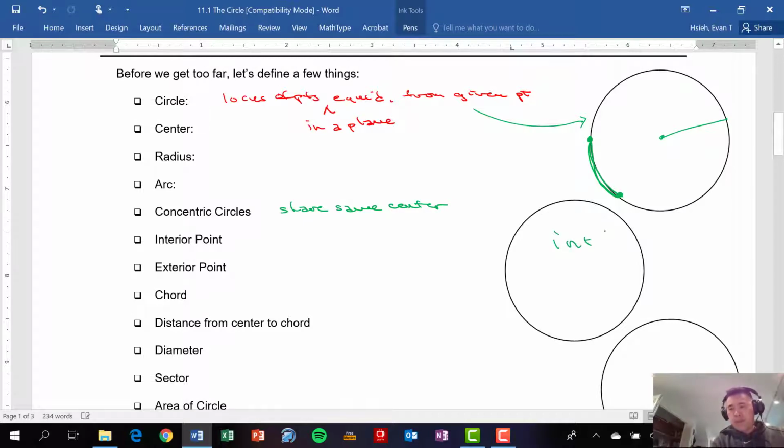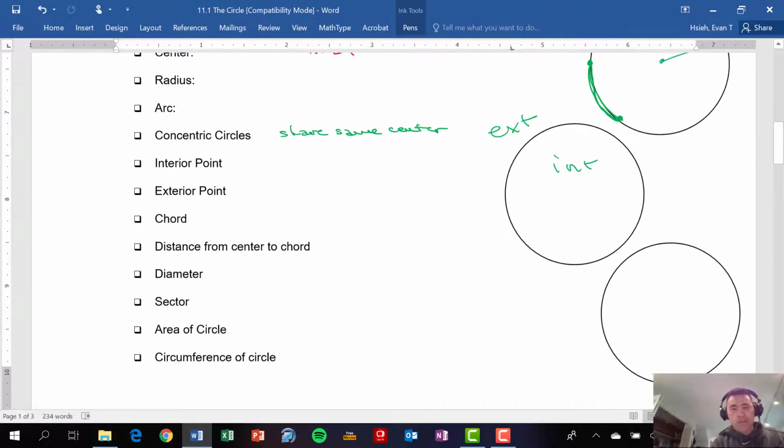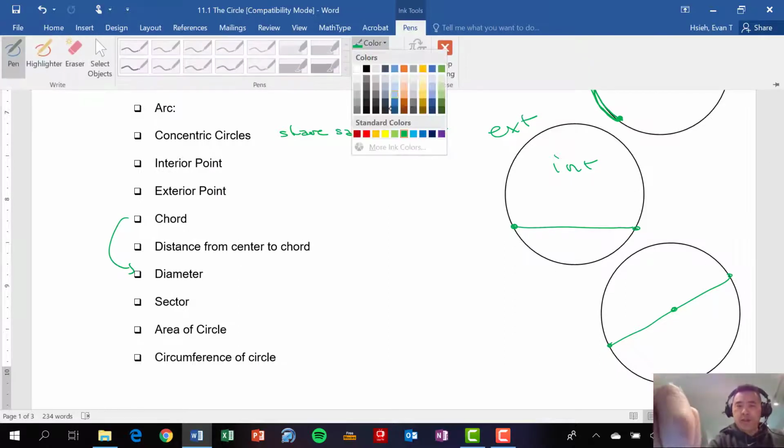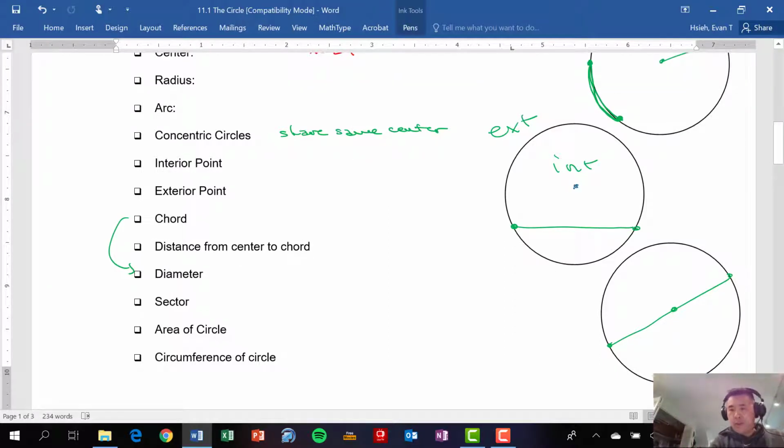Interior points, exterior points, I don't think that's any real big deal there. A chord basically is a line segment joining 2 points that are on the circle. A special type of chord is, of course, a diameter, and that one is basically a chord that goes through the center of a circle. The distance from the center of a circle to the chord is going to be the perpendicular distance.